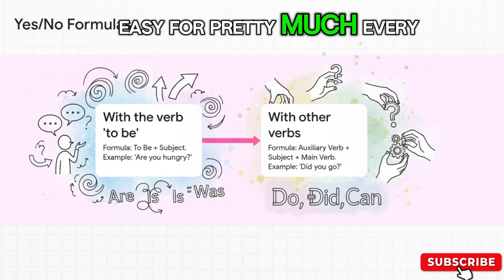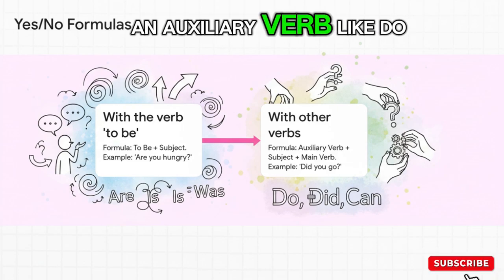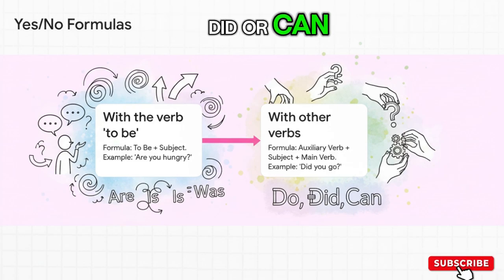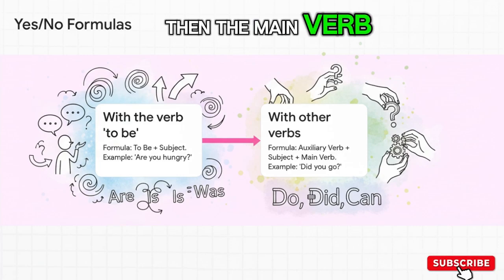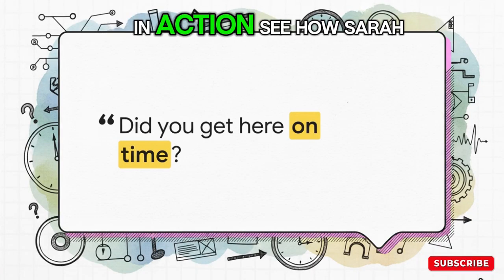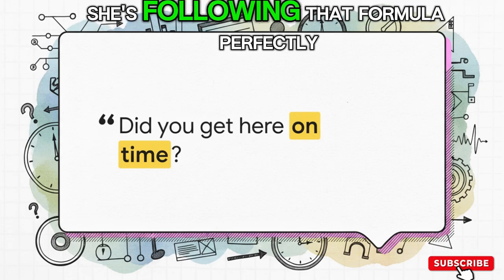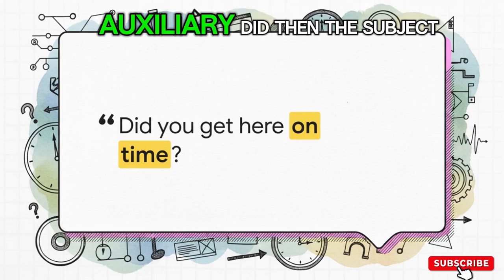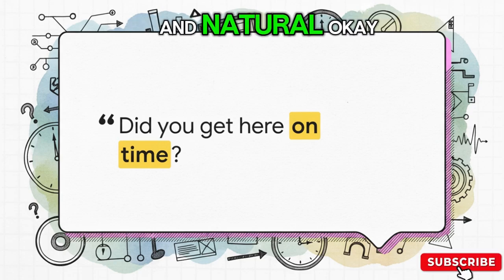Easy. For pretty much every other verb, you just call in a helper word, an auxiliary verb like do, did, or can. And that order is always the same. Auxiliary, then the subject, then the main verb. And here's a perfect example of that second pattern in action. See how Sarah asks, "Did you get here on time?" She's following that formula perfectly. Auxiliary did, then the subject you, and then the main verb get. It just sounds clean and natural.